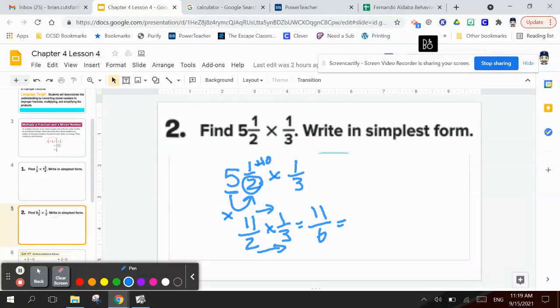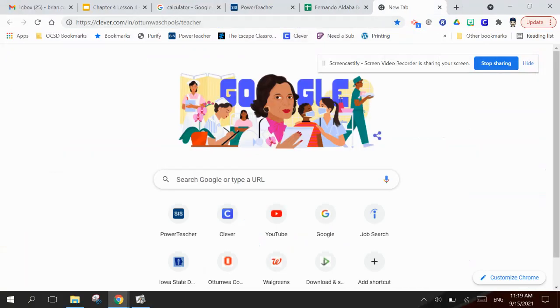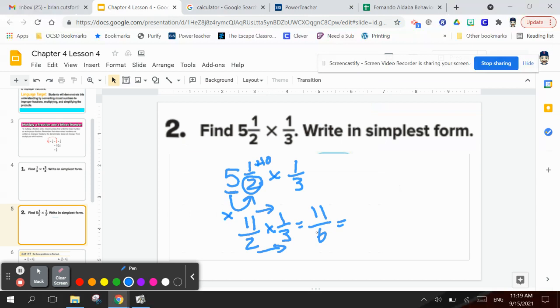So then I have to put that in simplest form. I can do this one of a couple ways. One, I can go to my Clever page. Or I can think, how many 6's go into 11? Well, I know 6 goes into 11 one time, which is 6. So 11 minus 6 is 5. And 6 is my denominator here.